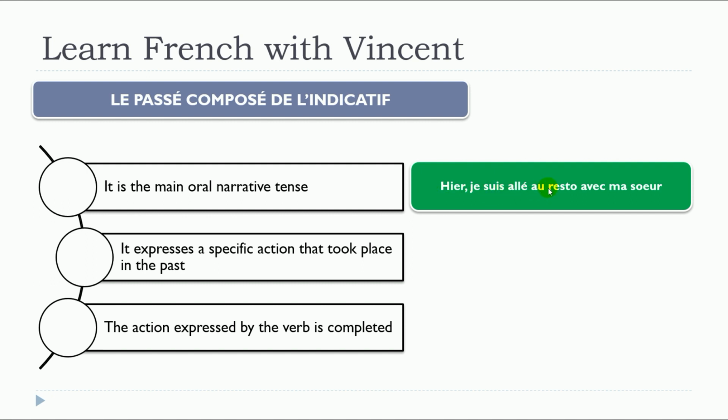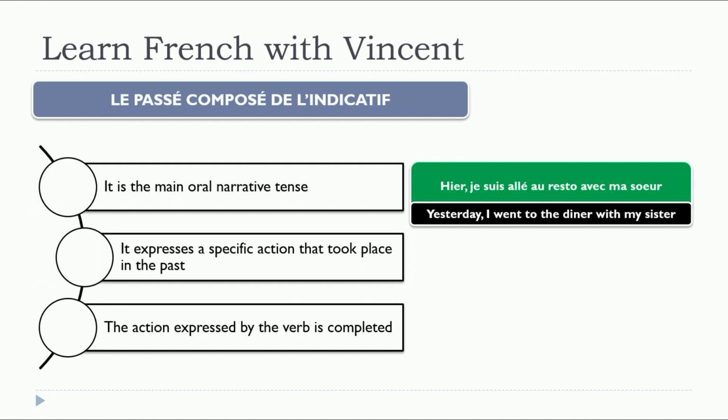Hier, je suis allé au resto avec ma sœur. So as you can see, you're talking about what happened yesterday. So this narrative concept, you're talking about that with your colleague. Hier, je suis allé au resto avec ma sœur. So once again, we're not going in the construction in this video, but if you really need to remember how to make the passé composé, I've been making a big video on that where I explain it extremely precisely.